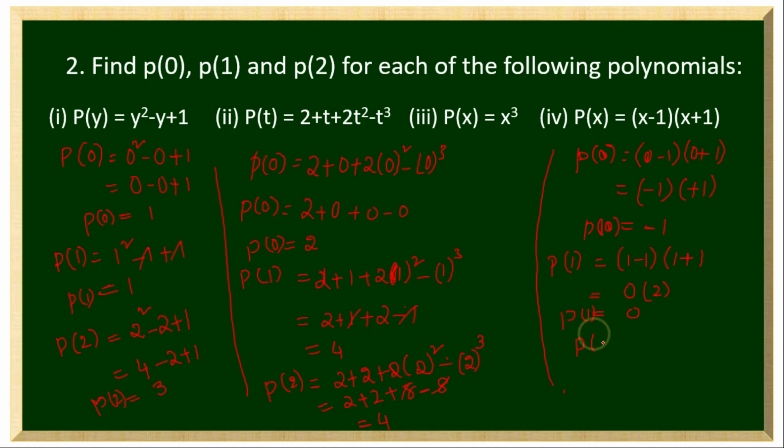In the same way, p of 2. In the place of x we have to take 2. 2 minus 1 into 2 plus 1. 2 minus 1 is 1, into 2 plus 1 is 3. 1 into 3 is 3. So p of 2 equal to 3.